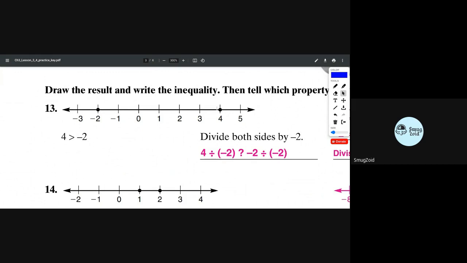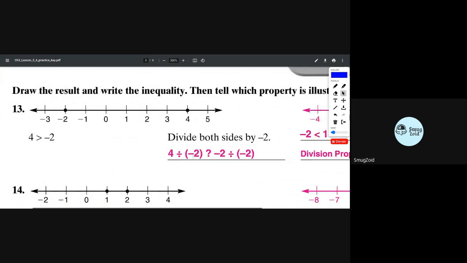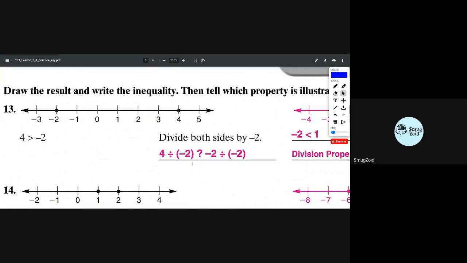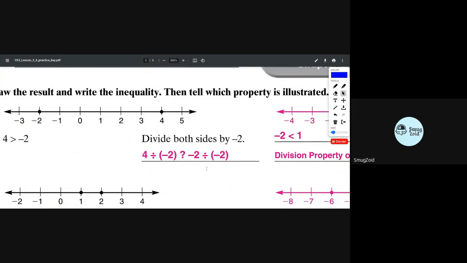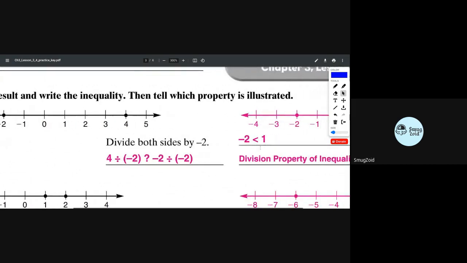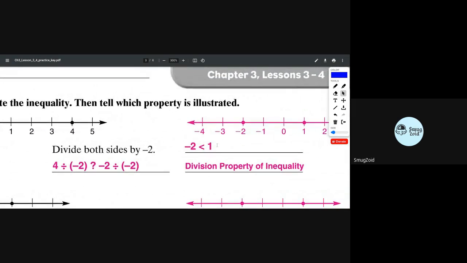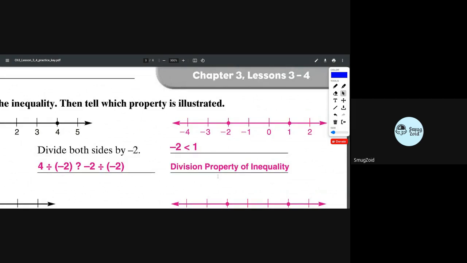So you have 4 and -2. Divide both sides by -2. And look what happens. 4 divided by -2 is going to be -2. -2 divided by -2 is going to be 1. So you have -2 is less than 1. That's the division property of inequality.